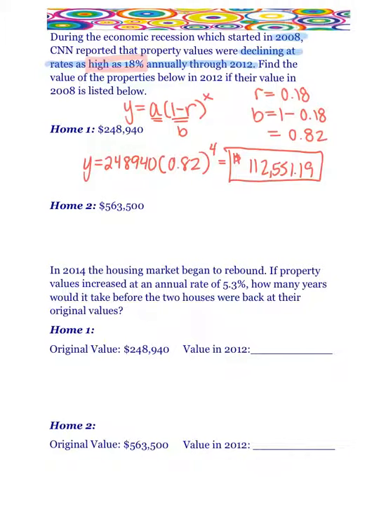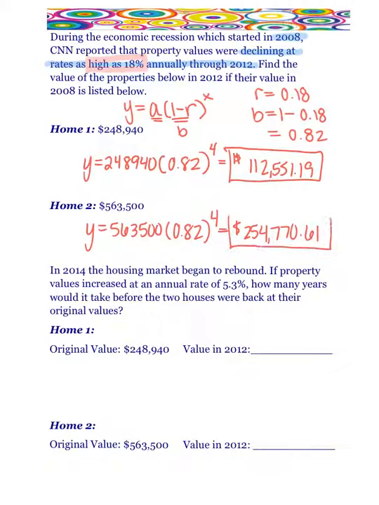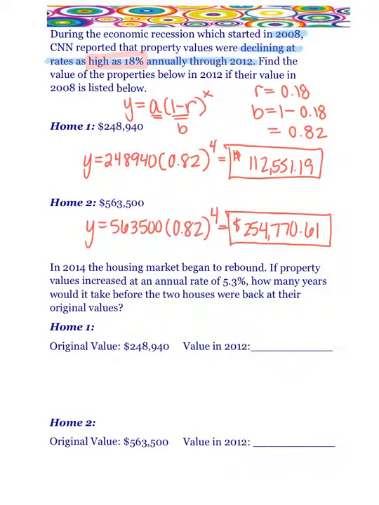Let's look at home 2. I'd have y equals $563,500 times 0.82 raised to the 4th. And here I have $254,770.61. Again, this is really, really drastic. And I'm not sure if it was this terrible in 2008, but I know that a lot of people lost a lot of money in that recession, and I know that property values of homes were a really big contributor in that. So now let's look at the next example.